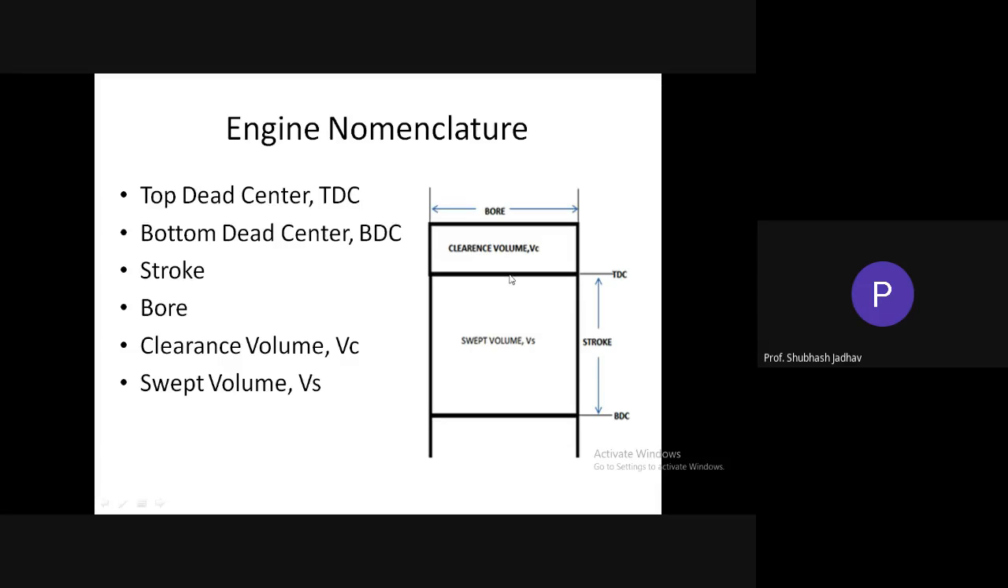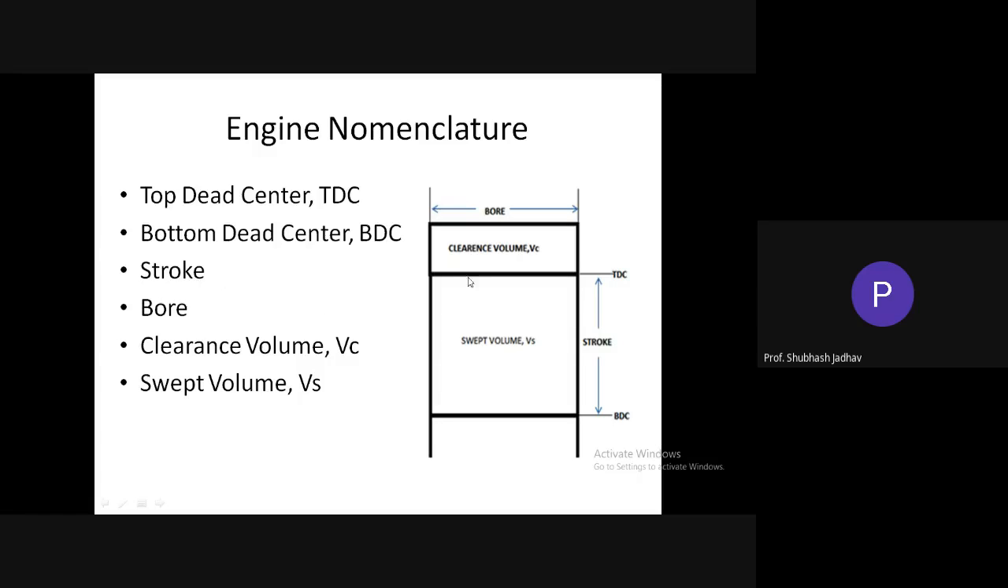When the piston is at top dead center, the volume on the upper side of the piston in the cylinder, which we call the combustion chamber, is called the clearance volume. So this is your clearance volume, and this is your swept volume. This is your stroke length, this is your TDC, this is the BDC, and the bore. Top dead center is also called outer dead center: in a vertical engine it is called top dead center, and in a horizontal engine it is called outer dead center. Bottom dead center is called inner dead center in a horizontal engine.